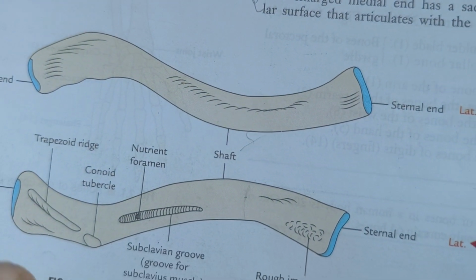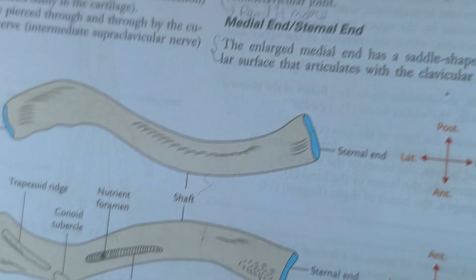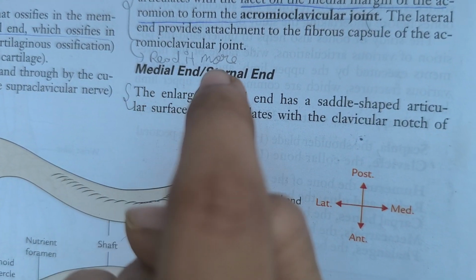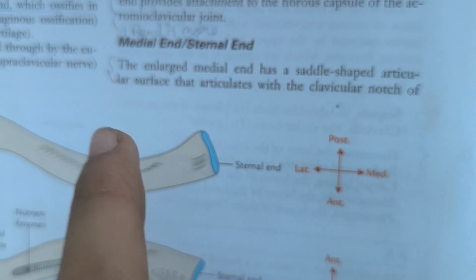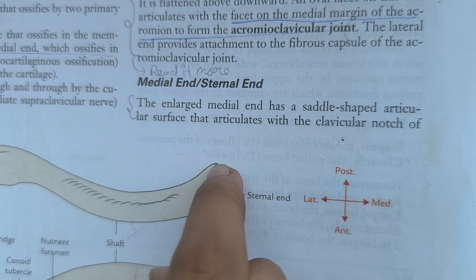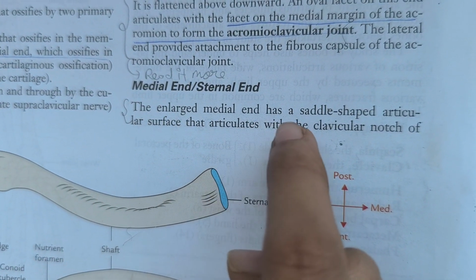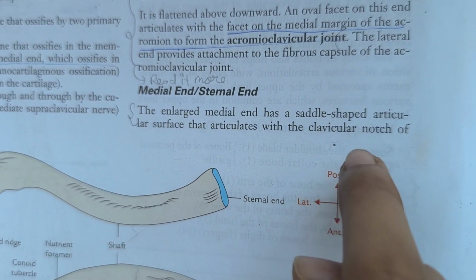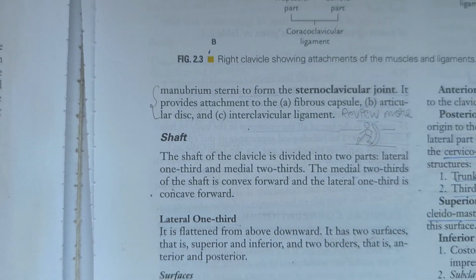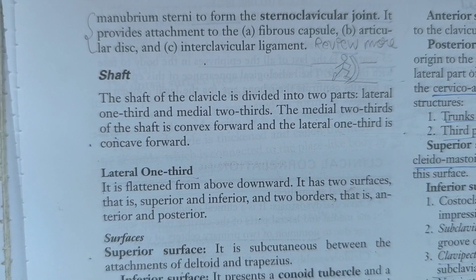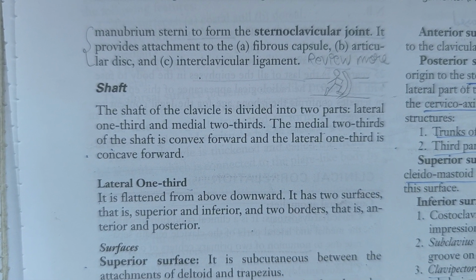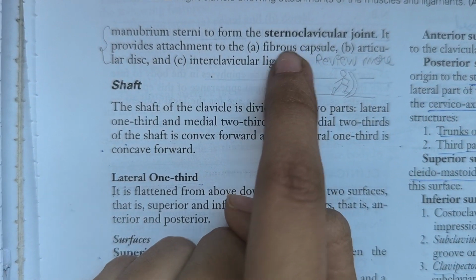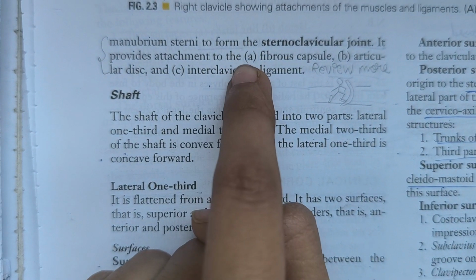So this is the facet. Then medial end and sternal end. This is the sternal end. The enlarged medial end has a saddle-shaped articular surface that articulates with the clavicular notch of manubrium sterni to form sternoclavicular joint. It provides attachment to the fibrous capsule, articular disc and interclavicular ligament.